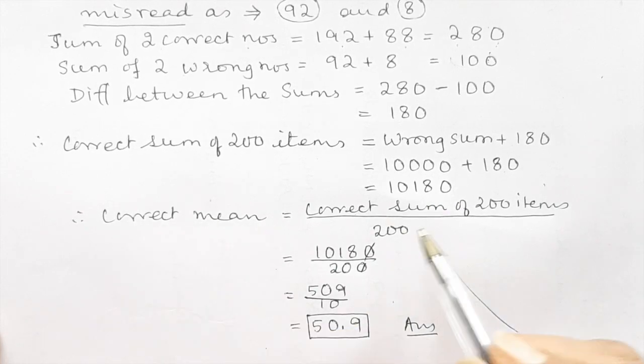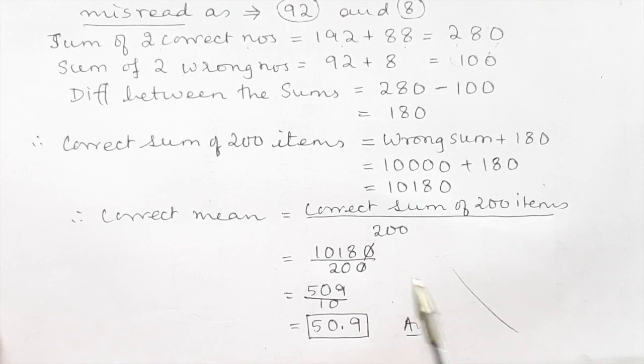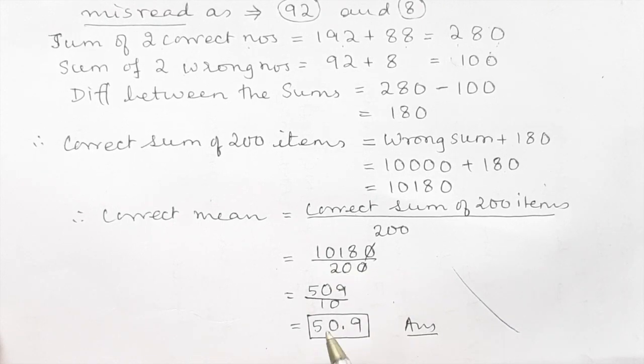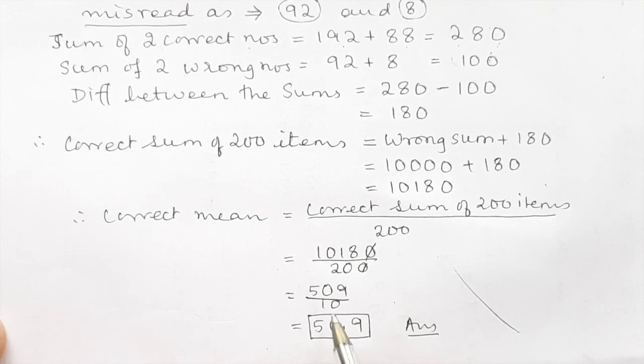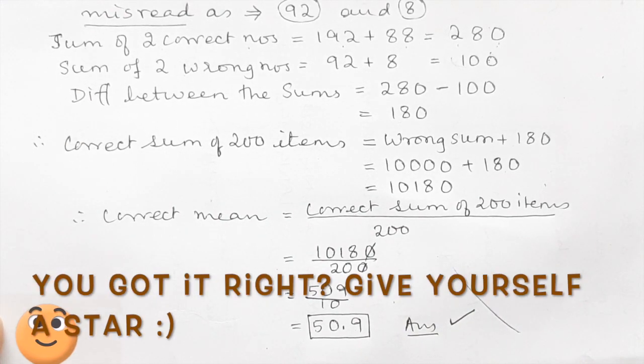So the correct mean will be the correct sum of the 200 items upon 200. So that is 10180 upon 200. The 0 gets cancelled. Divide by 2. So we have 2 5s, 10, 2 zeros and 2 9s. So 509 upon 10, which is 50.9, and that is the correct mean, which is our answer.